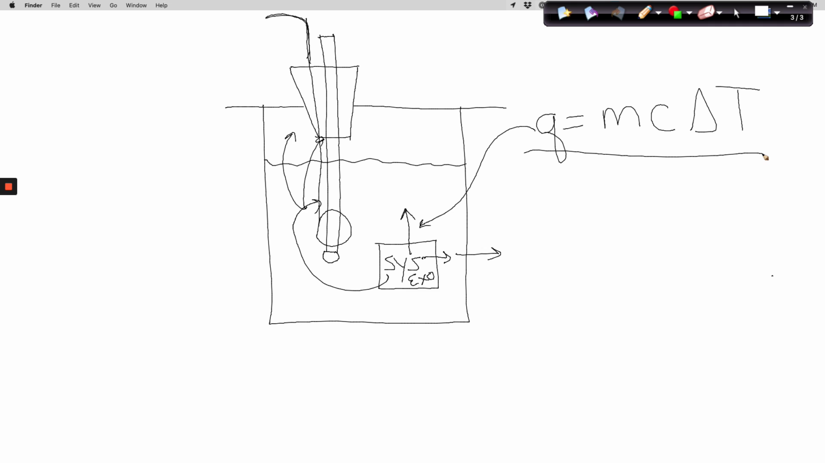But guys, some of the energy goes through the cup and into the room, and some of the energy goes into the parts of the calorimeter. How do we account for that? Well, guys, let's talk about the calorimeter first. So what we want to know, and you're writing this down with me, is how much heat went into the calorimeter.